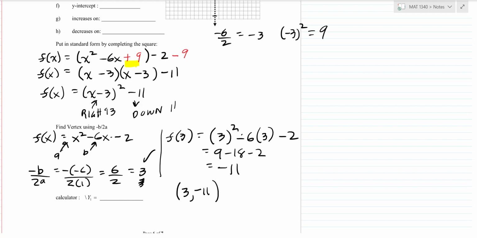Okay, let me just pause there and see if there are questions about either of those techniques we're doing on finding the vertex. Any problem? Okay, all right, and you can do it either way.